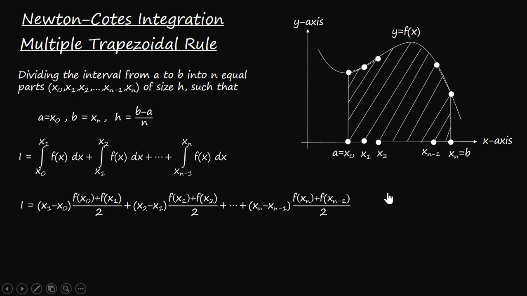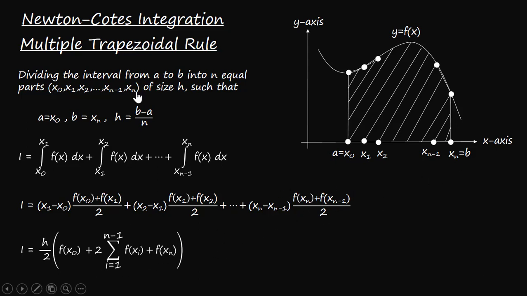Now when we apply simple arithmetic on this expression and rearrange it, we will get h upon 2 into [f of x0 plus 2 times the summation that runs from i equals 1 to n minus 1 of f of xi, plus f of xn]. Here the value of n is the number of parts into which we are dividing the given interval from a to b, right?